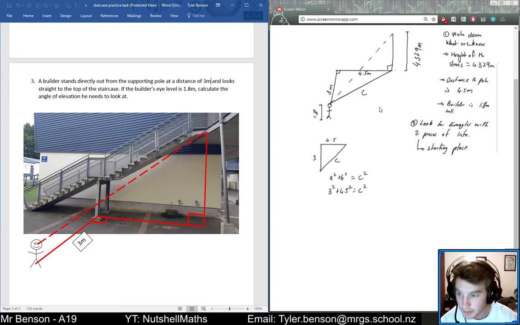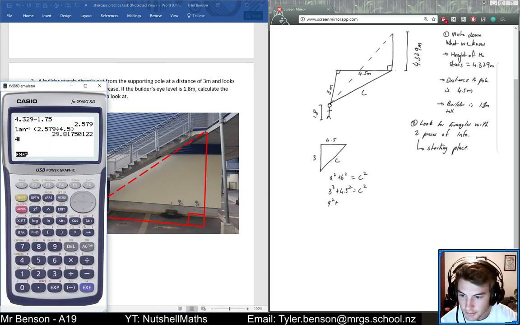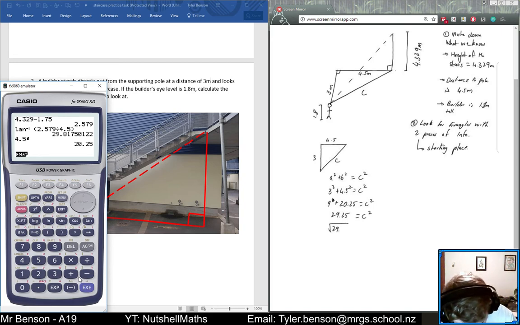Right, trust in the picture, good man. This is 9 squared plus, I can't do this, 4.5 squared. Oh, that's not 9 squared, sorry, that's just 9 plus 20.25 equals c squared. That's 29.25 equals c squared. And the square root of 29.25 equals c.